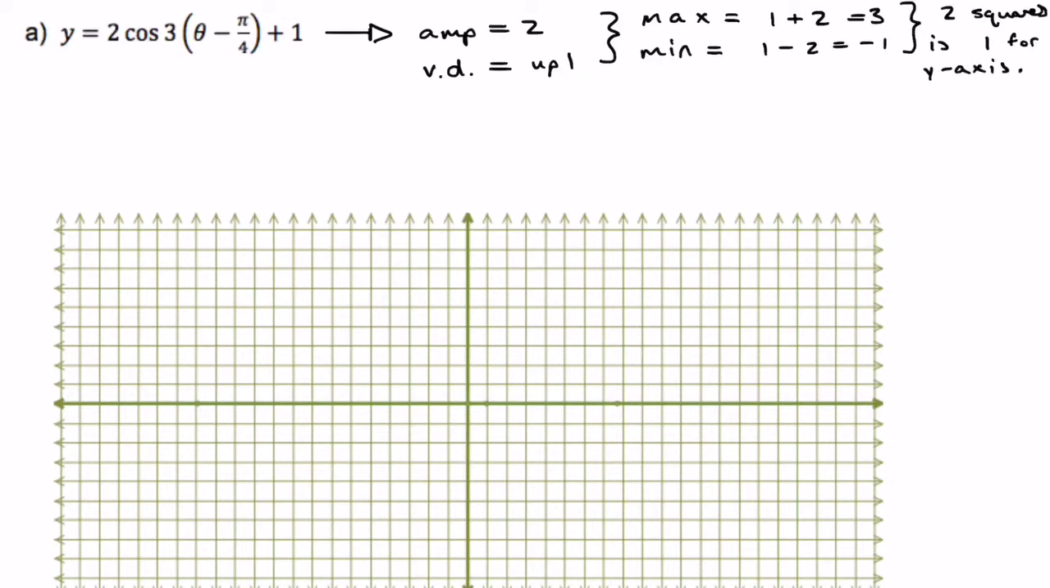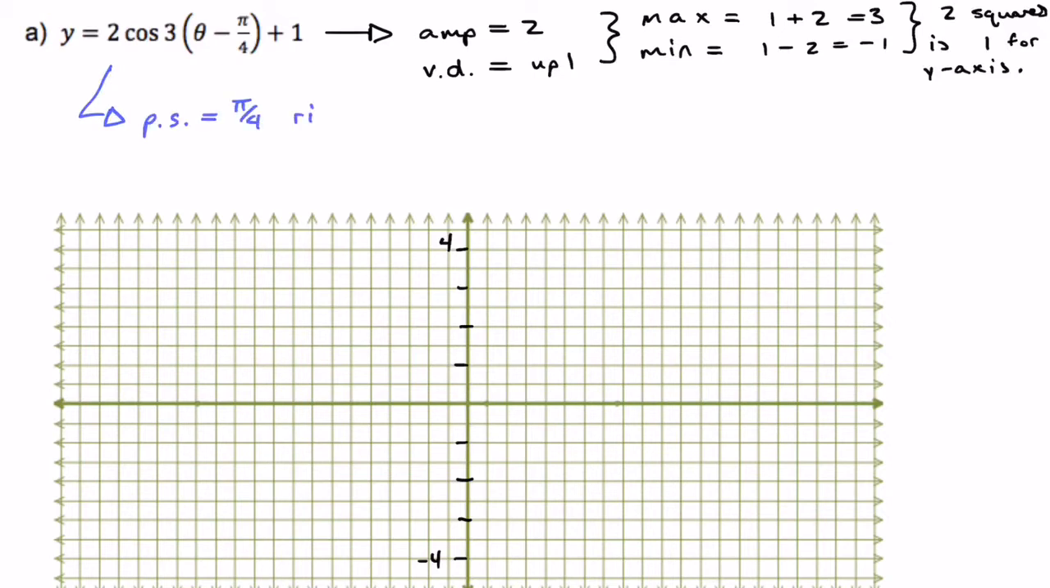I'll just label the y-axis now. So I'm just going to go every 2 squares and label 4, and then same thing going down, every 2 squares, and then I'll label -4. Those are the vertical components. Now we'll move on to the horizontal ones.